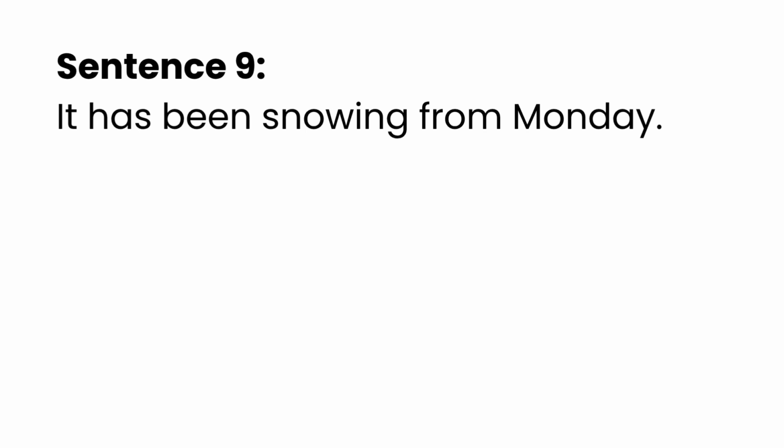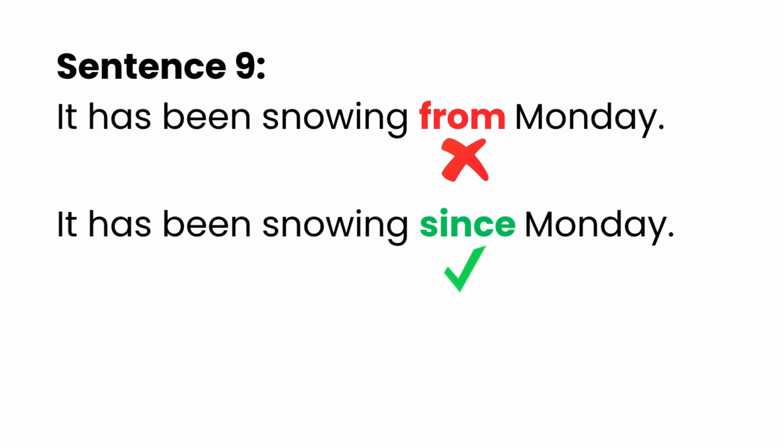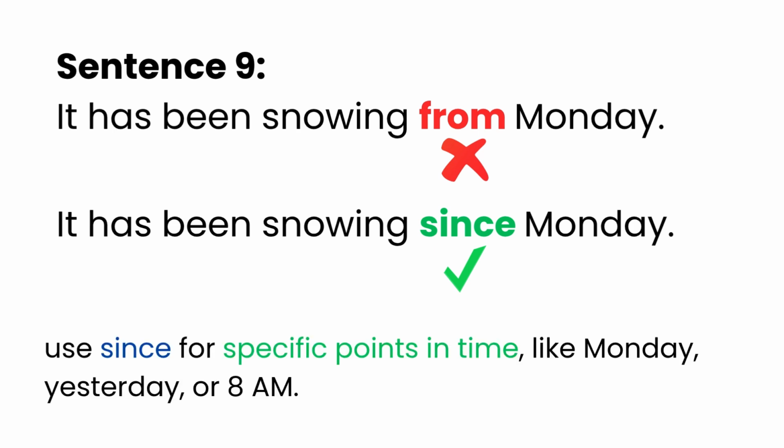Sentence 9. It has been snowing from Monday. Can you fix this? We don't say from Monday. The correct sentence is, it has been snowing since Monday. Remember, use since for specific points in time, like Monday, yesterday, or 8 a.m.